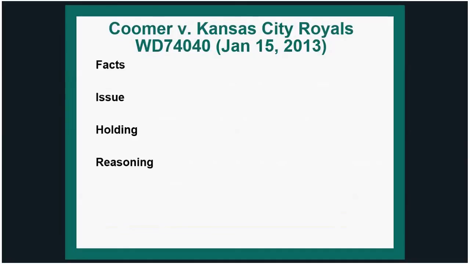Coomer versus Kansas City Royals, a case where a patron went to a Kansas City Royals baseball game and got hit in the eye with a flying hot dog. They had one of those hot dog guns on the field, shooting it into the stands. He was looking out the other direction, hit him in the head, actually caused significant harm to his eye. Are the Kansas City Royals, and in fact the person inside the mascot outfit, are they liable for those injuries?